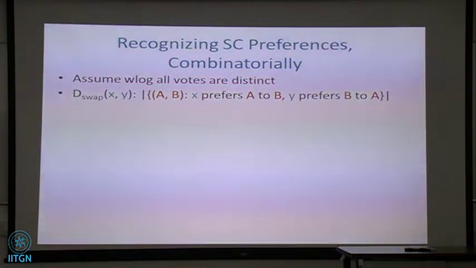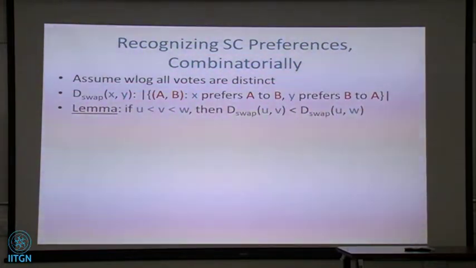Again, our old friend swap distance. Swap distance has made a lot of appearances in our discussion yesterday. It will also make an appearance tomorrow. So let me remind you: the swap distance between two votes is the number of pairs of candidates on which these two votes differ. Let's assume all votes are distinct, because identical votes don't matter. If a profile with duplicate votes is single-crossing, then the profile where these duplicates are compressed into one is also single-crossing. So let's assume there are no duplicates.